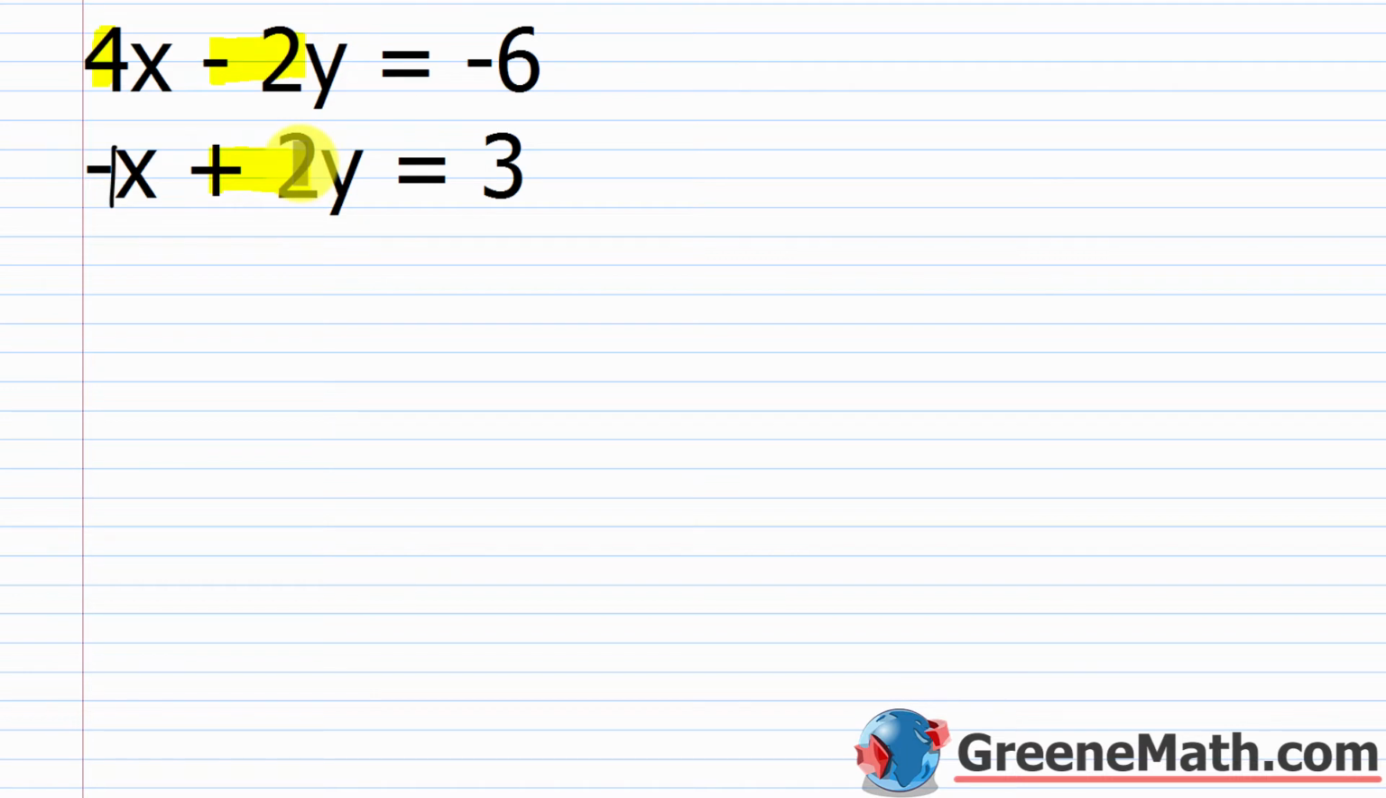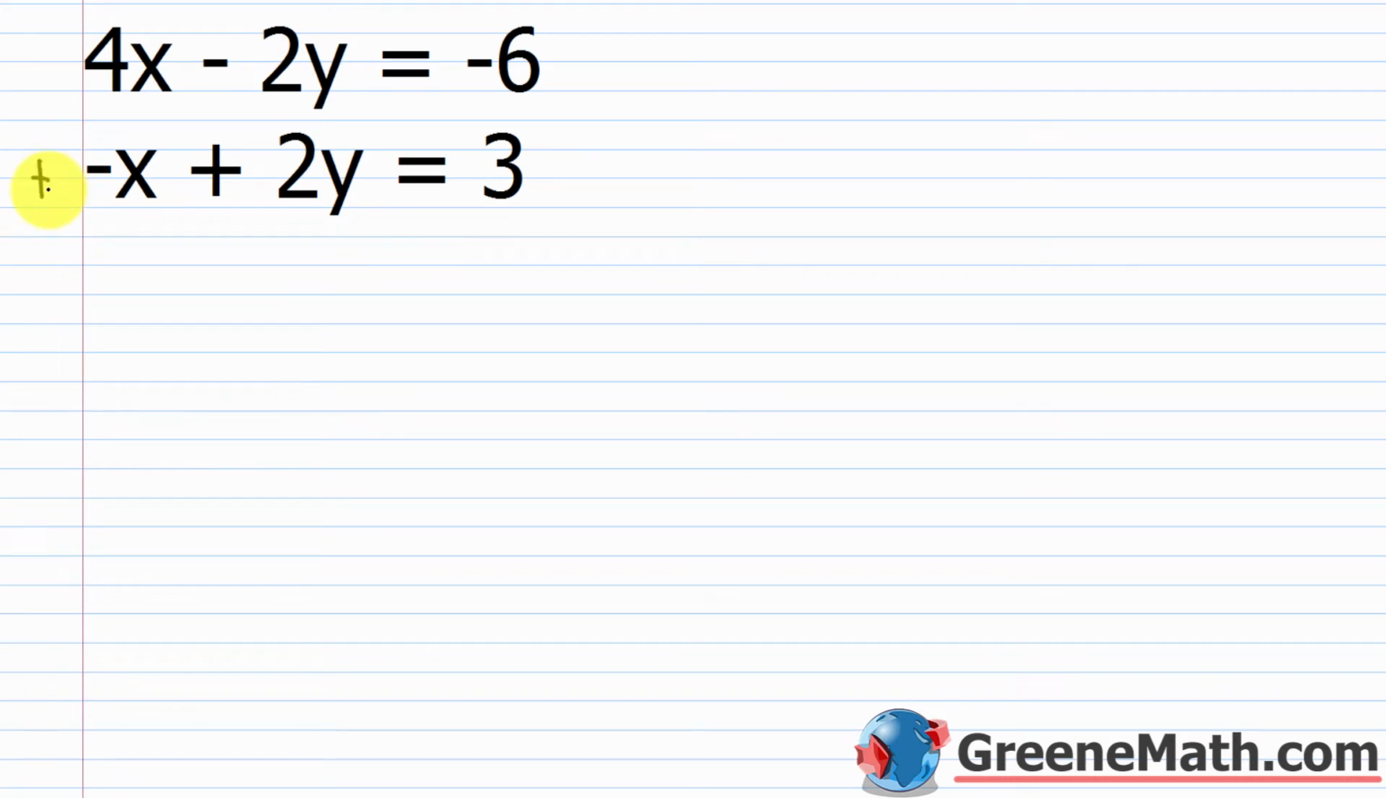Those are opposites. So -2 plus 2 is 0. So I know when I do my first step, I add the two left sides together, this variable is going to be eliminated. Now, kind of a quicker way to do this, and a lot of students prefer to use this method, you can add vertically. You can just add it the way it's set up.